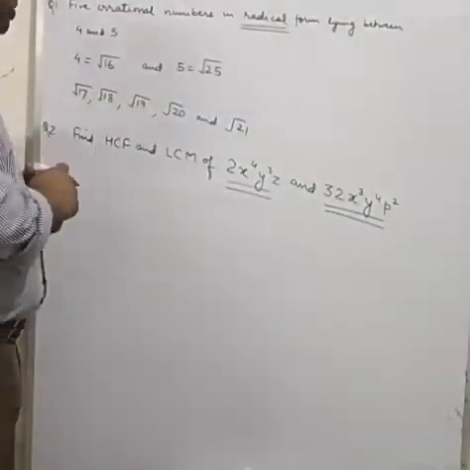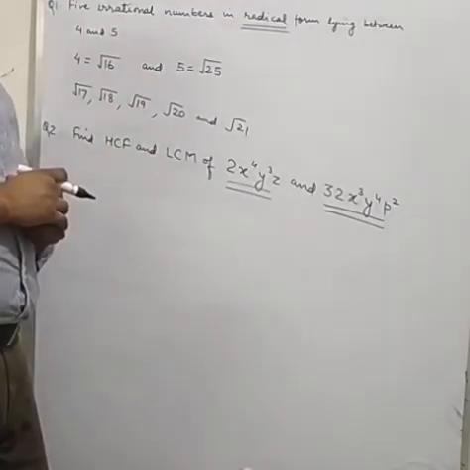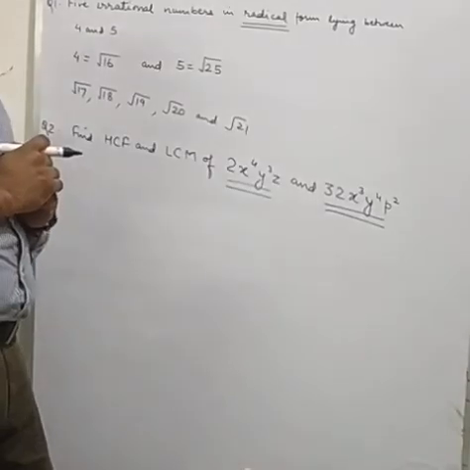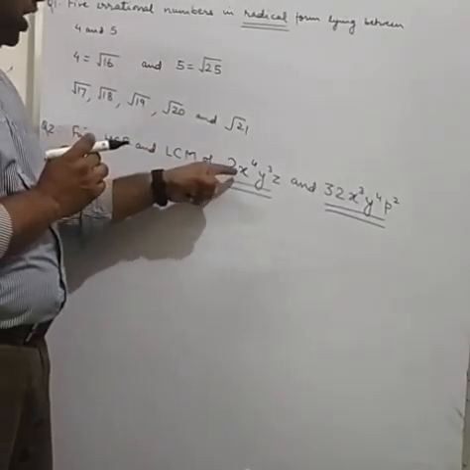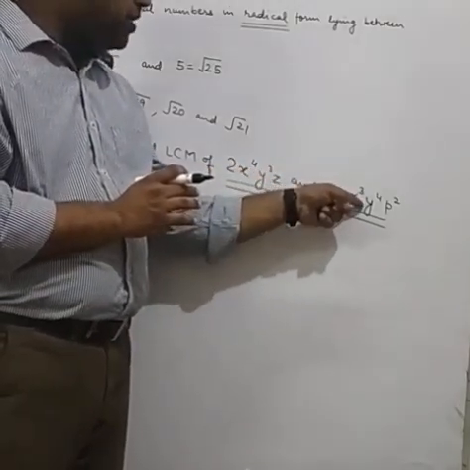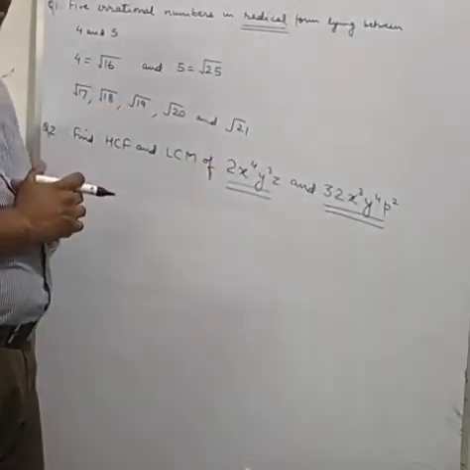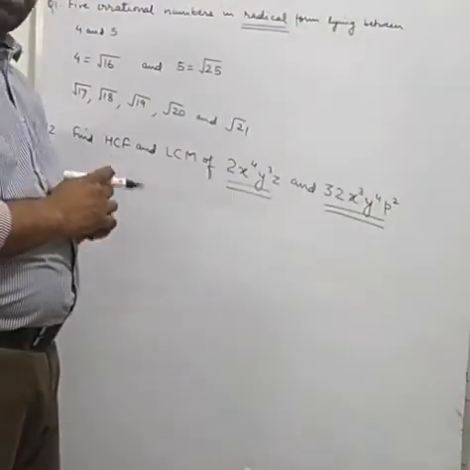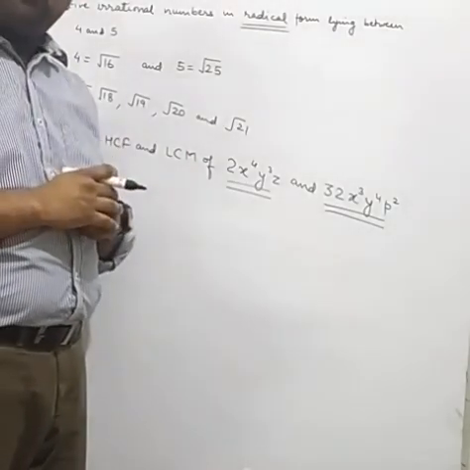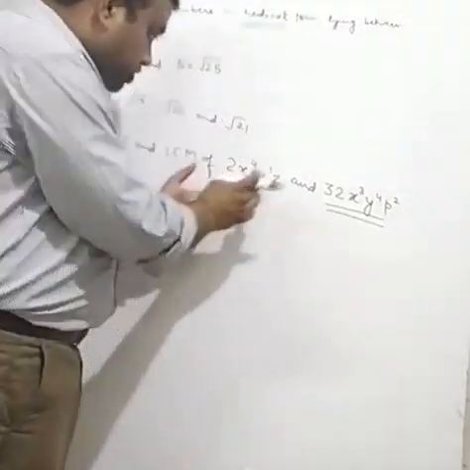Now in an algebraic expression, the HCF is the common part of the two given expressions. So if we see 2x to the power 4 y cube z and 32x cube y to the power 4 p square, the common in both is 2x cube and y cube. So HCF of these two expressions is nothing but the common in both.